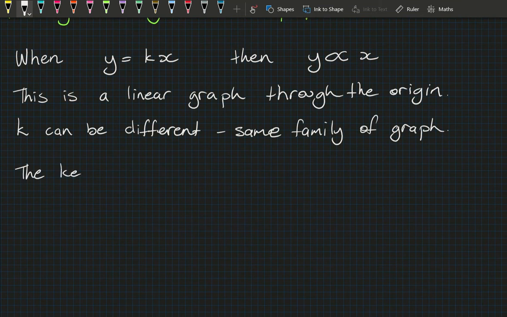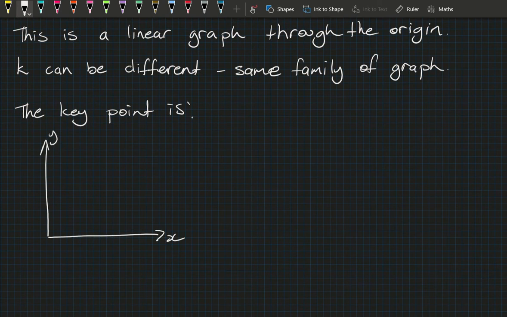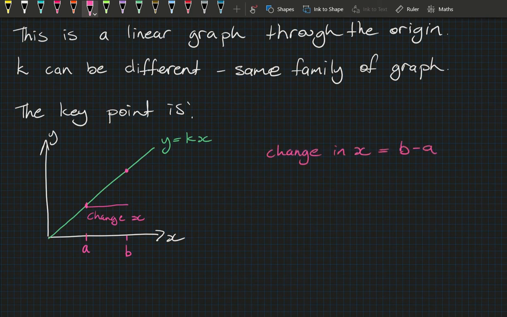And the key reason for describing this as directly proportional is if I was to quickly graph y equals kx, and then pick out 2 points a and b for x values, and look at the relationship between the 2 points on the graph, the change in x can be described by this distance here, and the change in x will be b minus a. And then the change in y is that blue distance there. The y value in the first point on the left would be k times a, and the y value in the second point would be k times b.